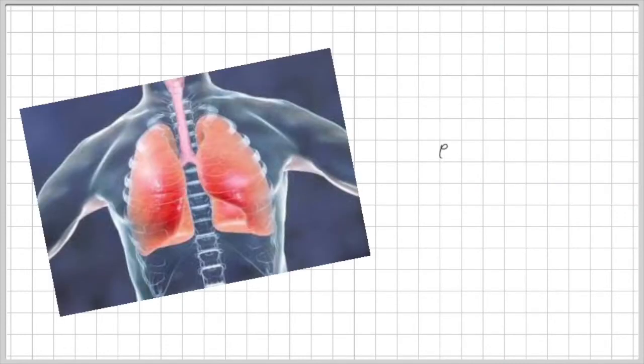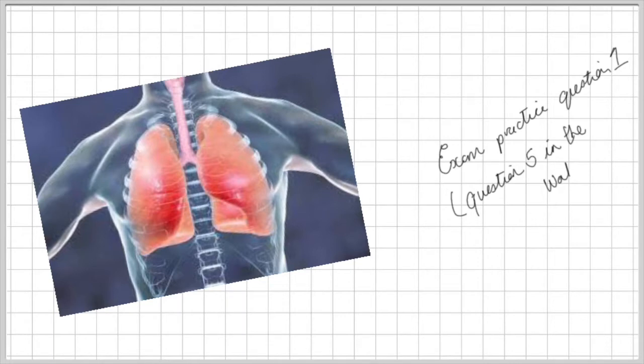My name's Mr. P. I'm going to be going through this question with you. We're going to be looking at an exam practice question for the respiratory system. This is question 5 in your worksheet. So if you have the worksheet, fantastic. If you've tried this question, great. And we can go through this video to see how you've done.